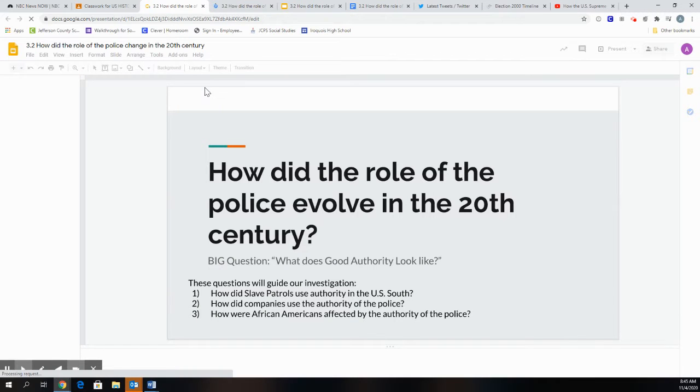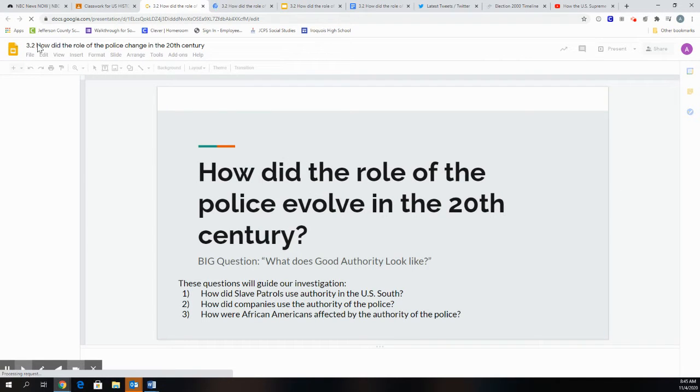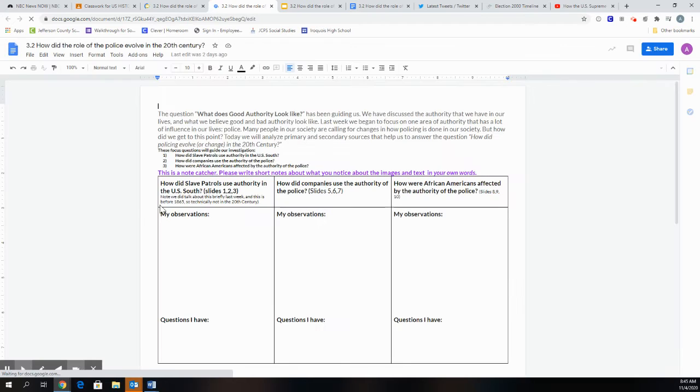So the first thing I want to point out is that this Google Slide you cannot edit. It is just for everyone to look at. Then the Google Doc is where you're going to be doing your work and turning that in.